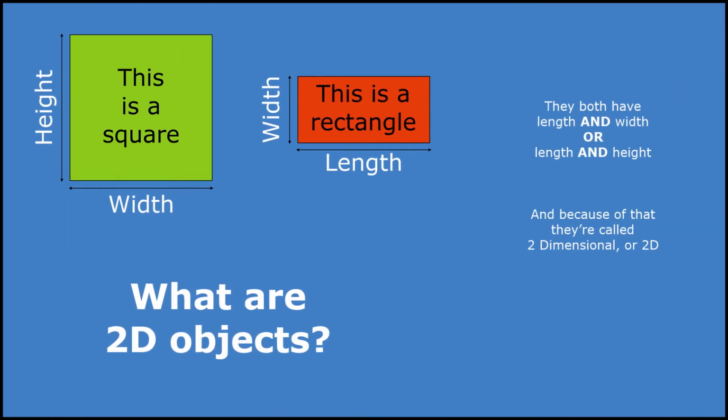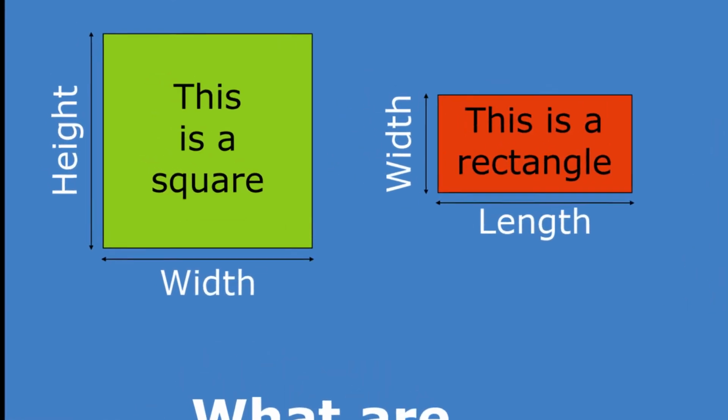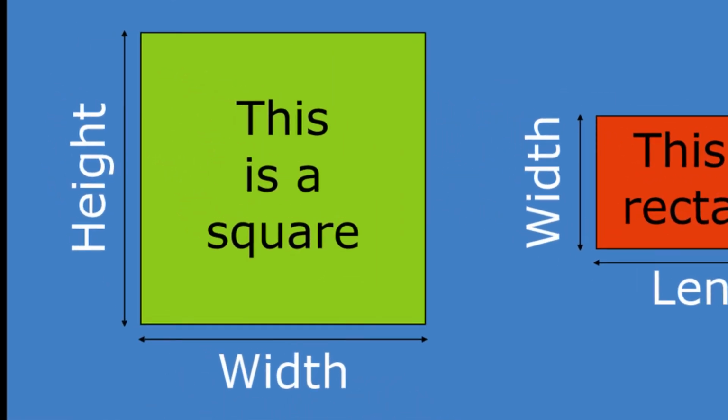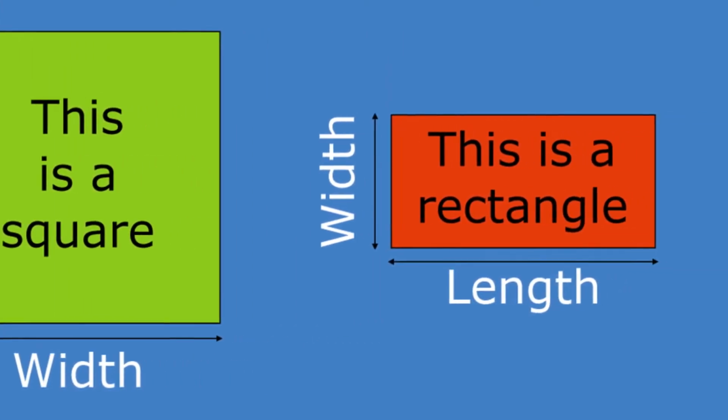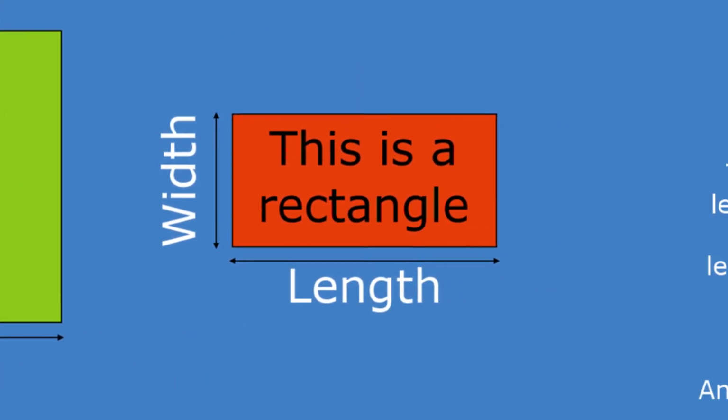So, what are 2D objects? Here we have a square. And if you can imagine this square hanging on a wall as a painting, you'll see it has a measurement of height and it has a measurement of width. Or, if it's a sheet of paper laying on your desk, you might say it has a measurement of length and a measurement of width rather than height.